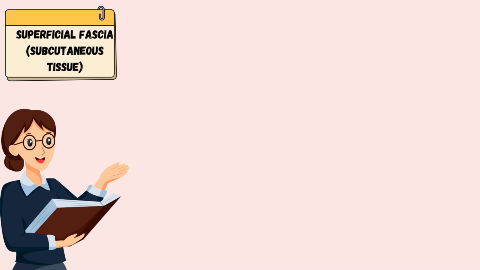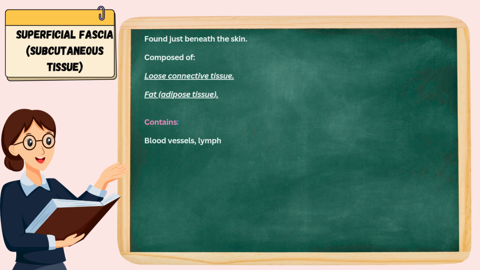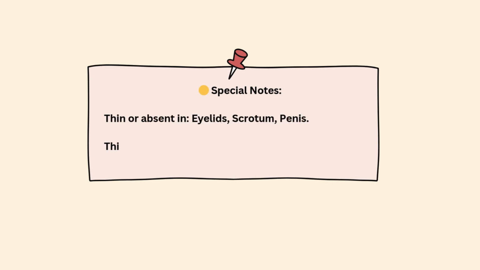Superficial fascia, subcutaneous tissue, found just beneath the skin, composed of loose connective tissue. Fat, adipose tissue, contains blood vessels, lymphatics, nerves, and sometimes cutaneous muscles. Function, insulates the body, heat retention, stores fat, energy reserve, allows mobility of skin over underlying structures. Special notes, thin or absent in eyelids, scrotum, penis. Thick and dense in scalp, palm, sole, protective areas.